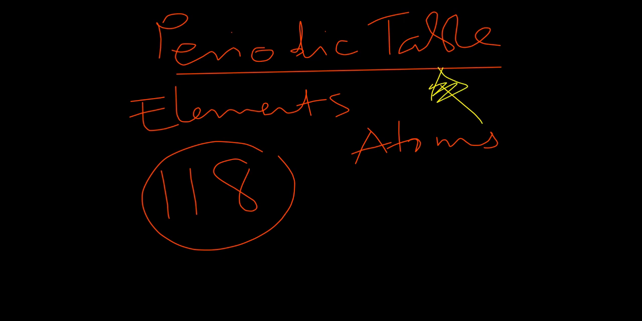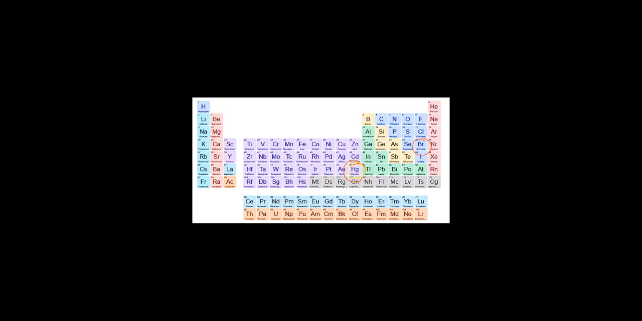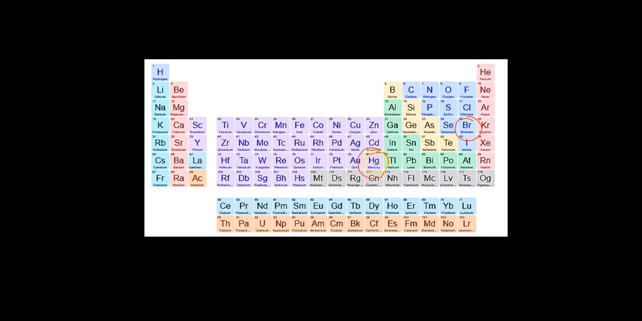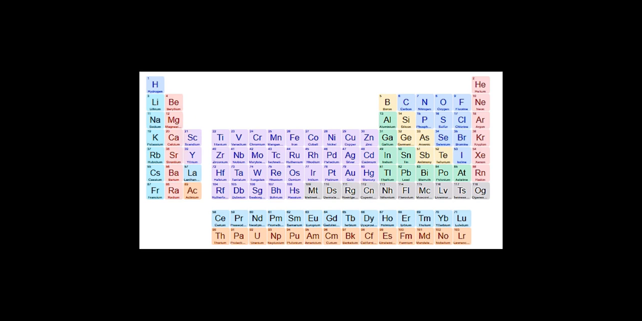So, simply put, the periodic table is a table that contains all of the elements that anybody who is interested in chemistry will be using at a point in their life. So, that's what a periodic table is. And it looks like this. Now, as you can see, it contains all of the elements.